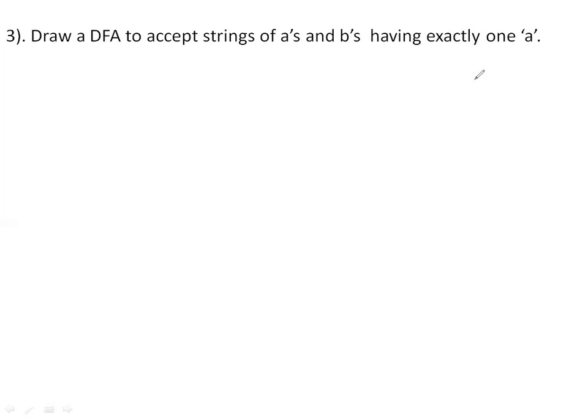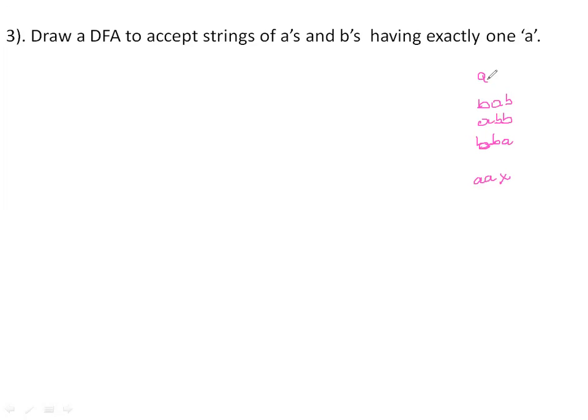Then the possible input strings we need to discuss will be a single A, exactly one A. Then BAB is possible, or else ABB is also possible, or else BBA is possible. But if you have double A, it should be rejected, remember this. So these are the possibilities of accepting, and these are the possibilities of rejection. Remember, if you have double A, then it should be rejected. A single A should be present.